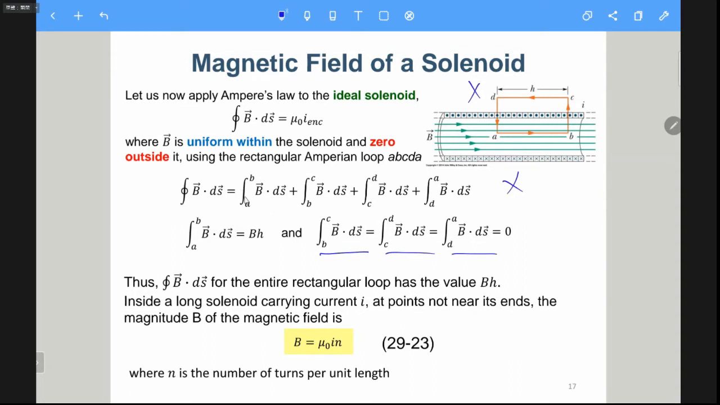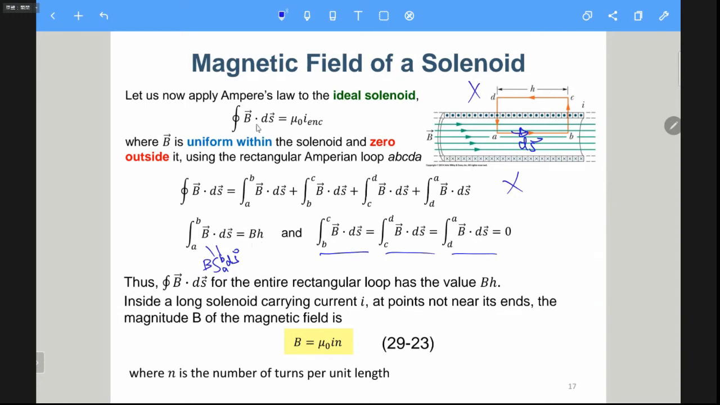The only remaining one is the B dot ds from A to B. We also assume that the magnetic field is uniform, and of course, this part is parallel to the B field, which means the angle between ds and B will be 0 degrees. So B dot ds is nothing but B ds, and B is uniform. So it is nothing but B times the integral of ds from A to B, which is the length of AB, which here we call H. So we have B times H here.